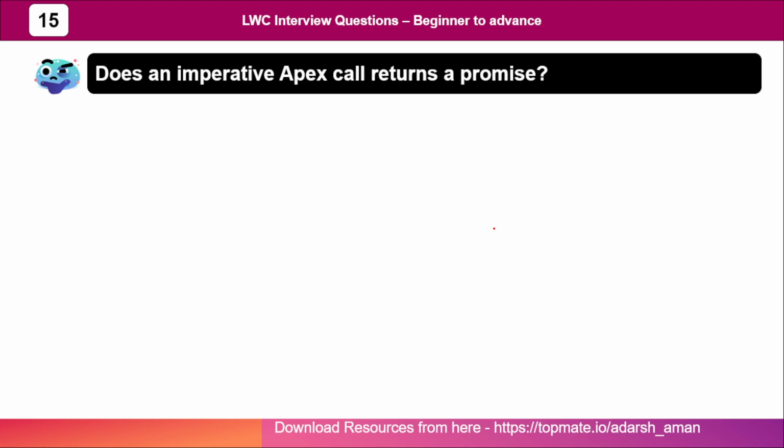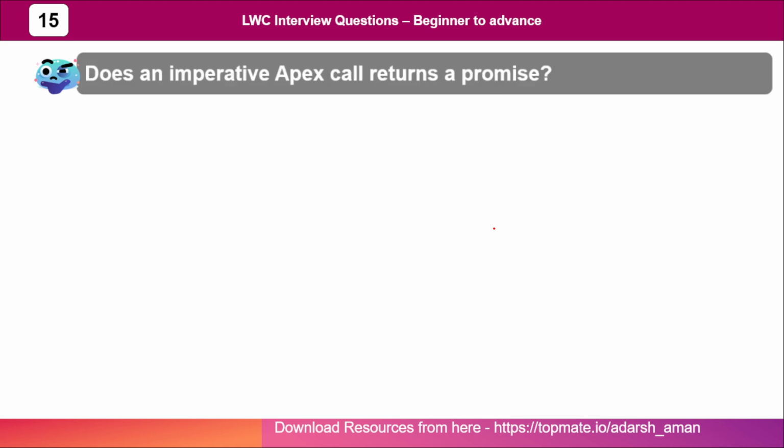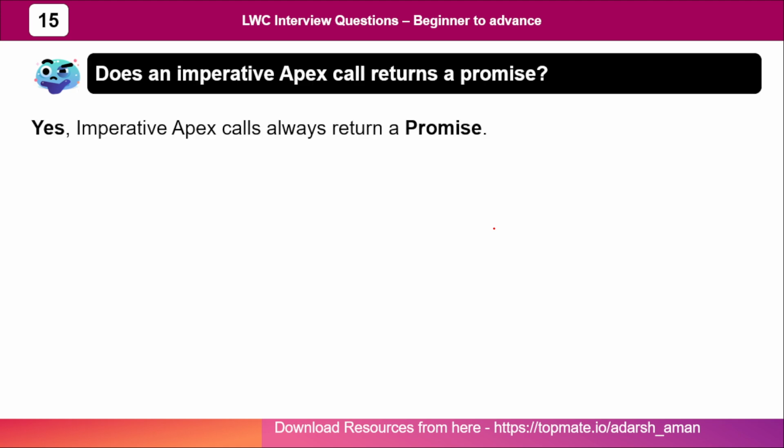Moving on to the next question, we have: does an imperative apex call return a promise? The answer, as you already know, is yes. Imperative apex calls always return a promise, so you need to handle it by using either then and catch or by using async await in order to handle this, right? So this is it about part 2 of our LWC interview series.